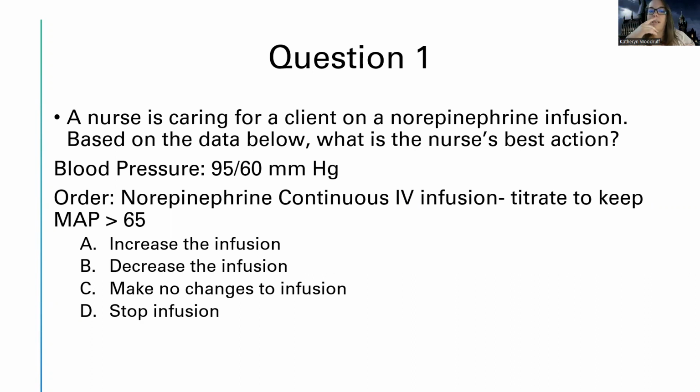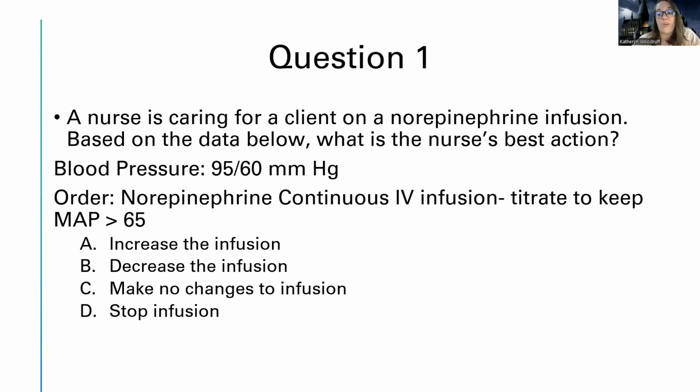If you look at your answer choices, I'm either going to keep it the same, increase it, decrease it, make no changes, or stop it. So I have to see where I'm at with this drug. Then I need to go back and look at the question. It's saying, what's my best action? And my order says to titrate to keep the MAP above 65. So that means I'm going to have to calculate my MAP.